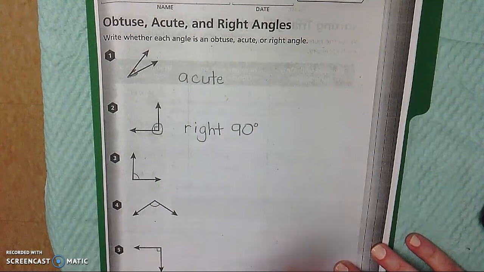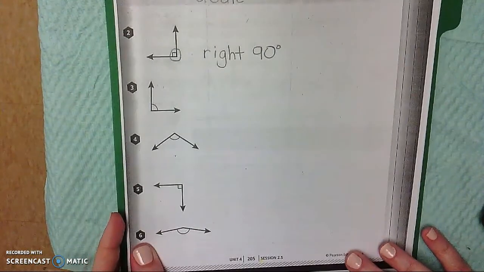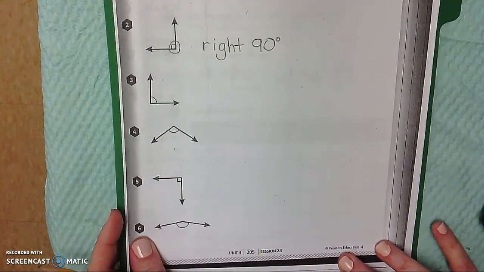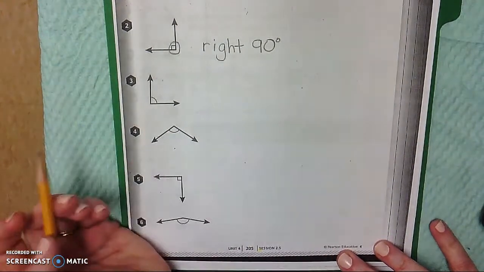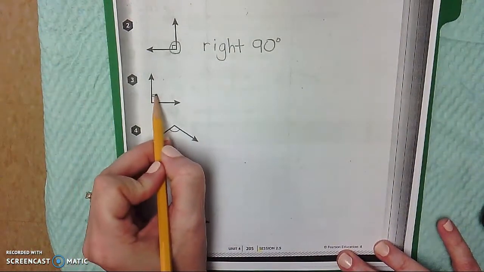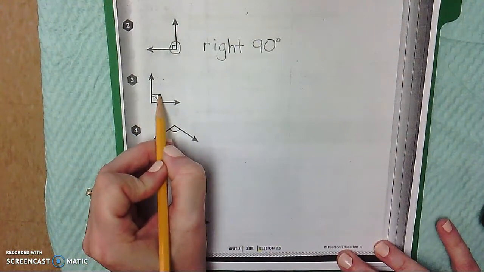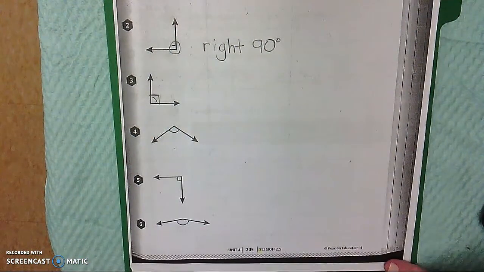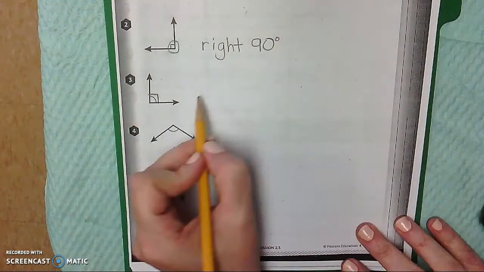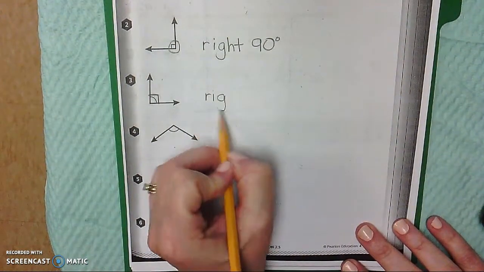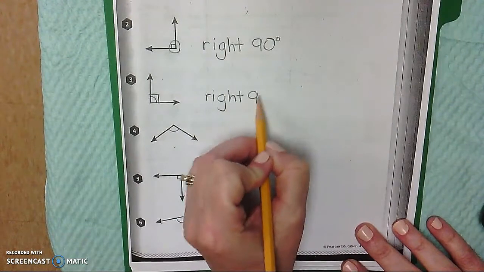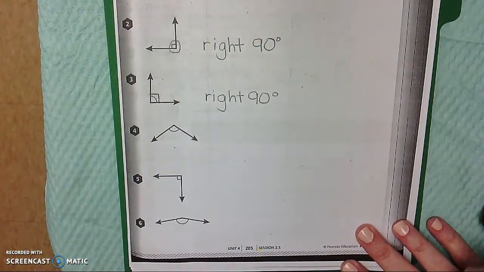Okay? All right, for number three, I notice that I do not see a square, but I can draw a square right here, and it does make a perfect square. So I know that this angle is also a right angle or a 90-degree angle.